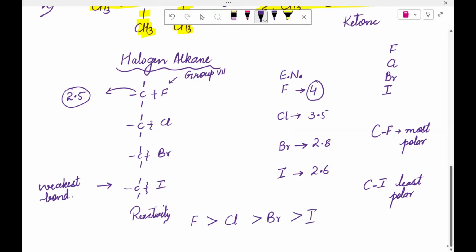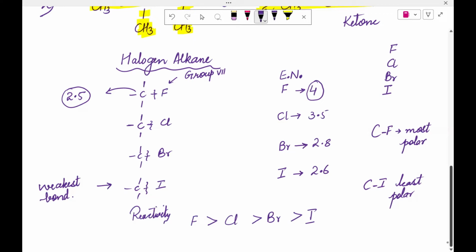We have studied this before in O levels as well, that fluorine can displace chlorine, chlorine can displace bromine, and bromine can displace iodine as well. We must memorize that the weakest bond is between carbon and iodine. And one more important thing here.